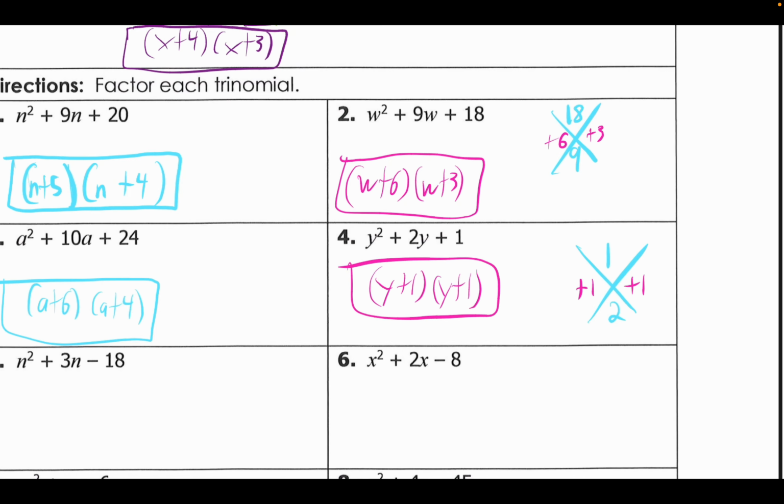Now, there is an alternative way you could write your answer here. You could write it as y plus 1 quantity squared. I don't care which of these two ways you write your answer. It's the exact same thing, no matter what, because an exponent of 2 just means there's 2 of whatever's being raised to the power. So there's just 2 y plus 1s, which is exactly what it says in pink.